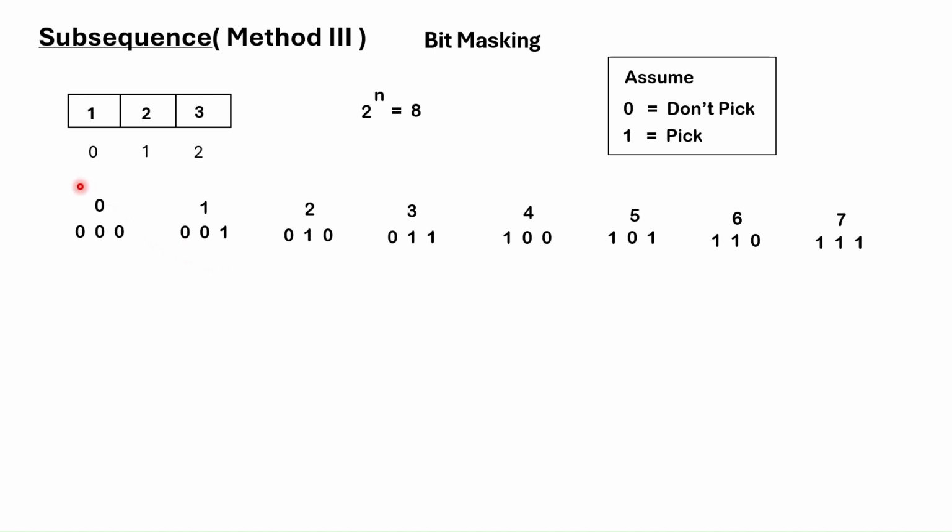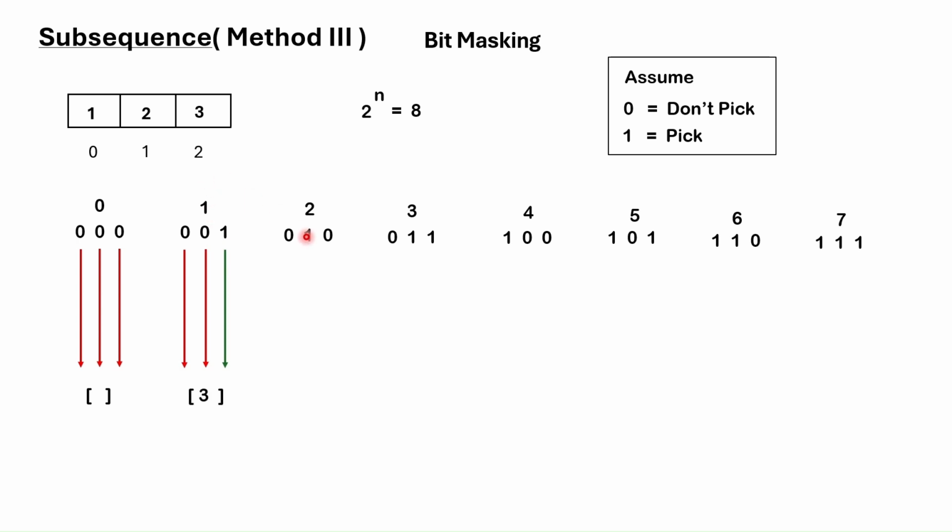Let us now start from 0. We are assuming that 0 means don't pick and 1 means pick. So 0 means we will not pick anything. What do we get as our answer? An empty set, because we have not picked anything. Now look here: 0, we will not pick; 0, we will not pick; 1 means we will pick the second index. So if we pick the second index, we get 3.